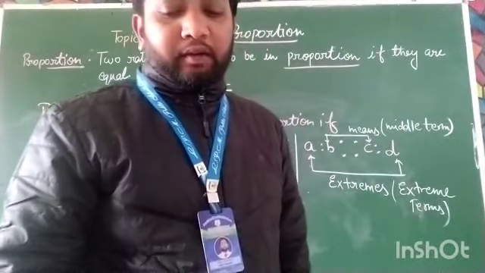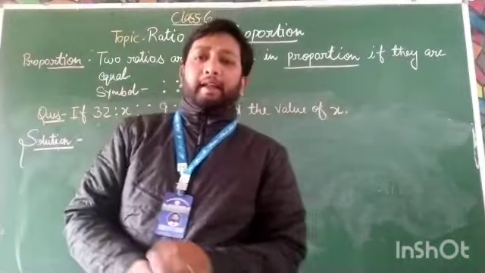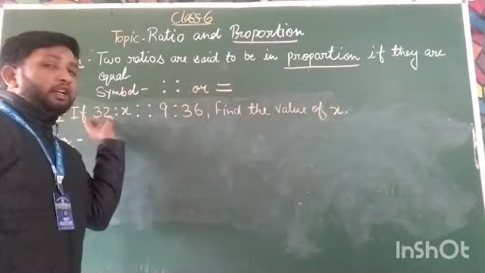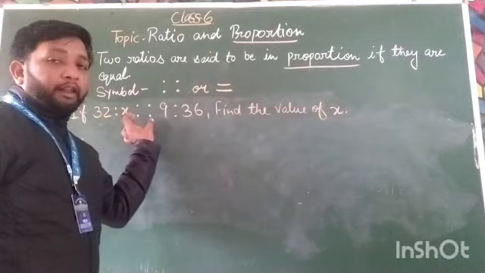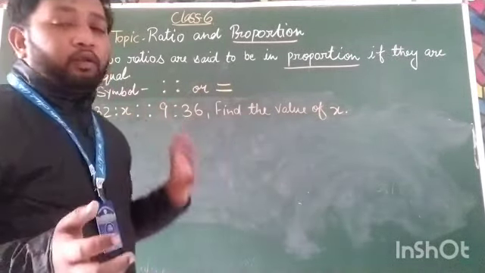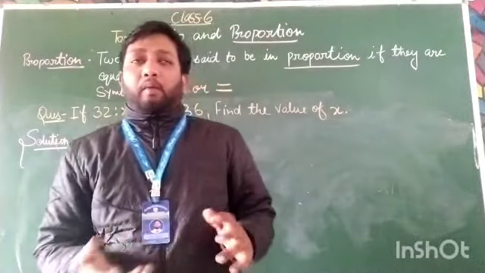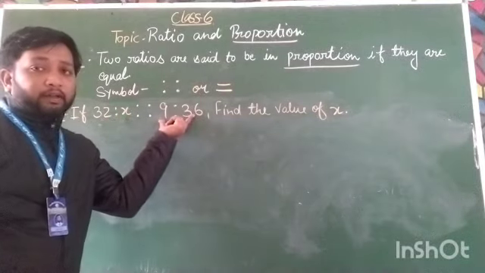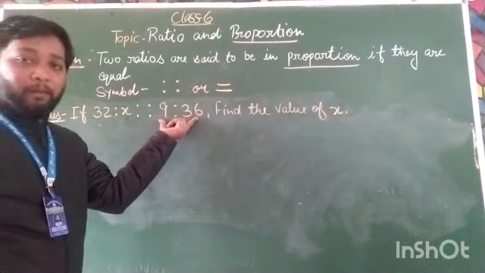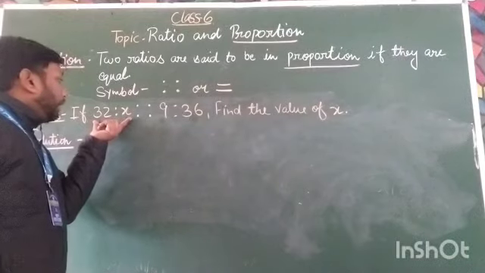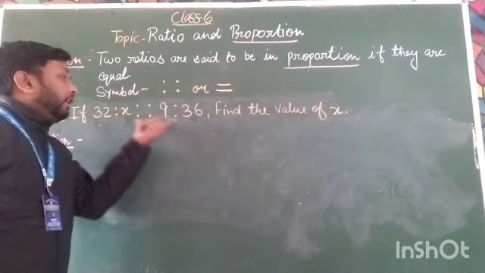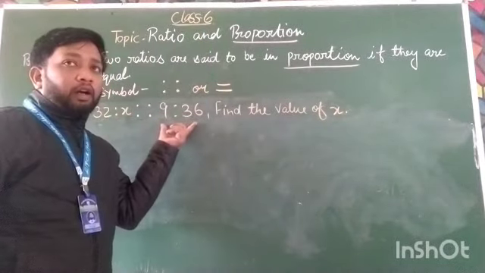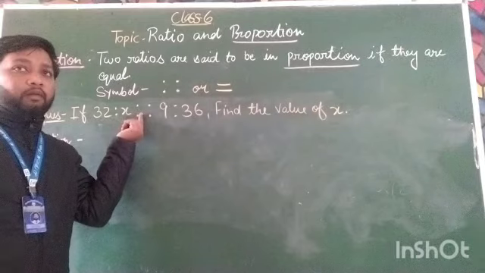Now moving further, we will solve some questions based on proportionality. So here is a question: if 32 ratio x is proportional to 9 ratio 36. So what is proportion? We know that this ratio is equal to this ratio, that is, if we write these ratios in simplest form, they must be equal. After solving that, we can find the value of x.